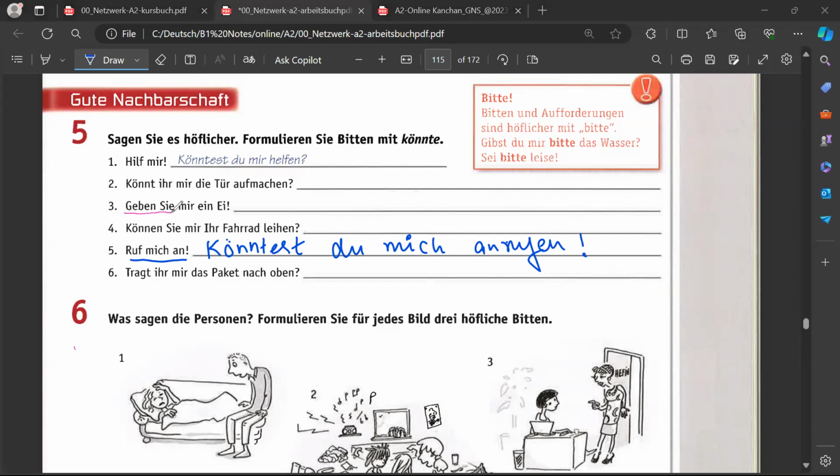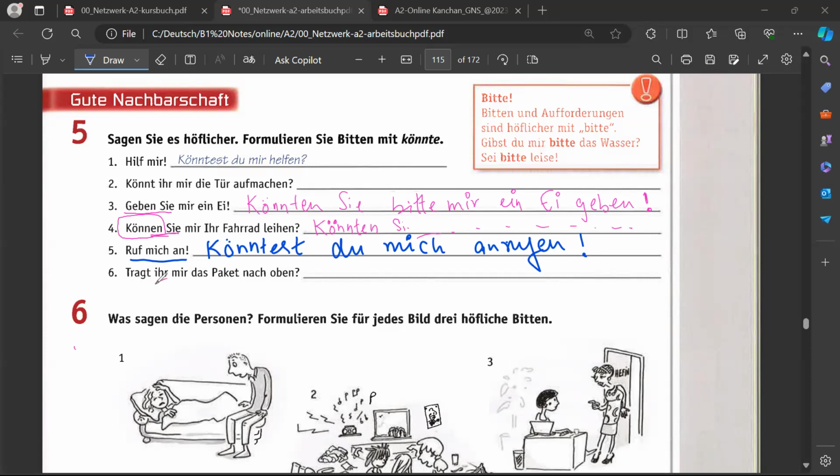If it is written geben Sie mir ein Ei, we can say it in another, more polite way: könnten Sie mir bitte ein Ei geben? Could you please give me one egg? This is können Sie. So we can just convert it into könnten, because könnten is something we learned yesterday. Whenever you want to make sentences using können, you can now replace it with könnten. Könnten sounds more polite in German. The remaining sentence will be as it is.